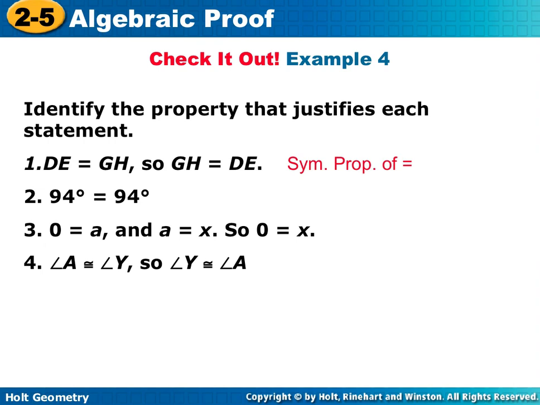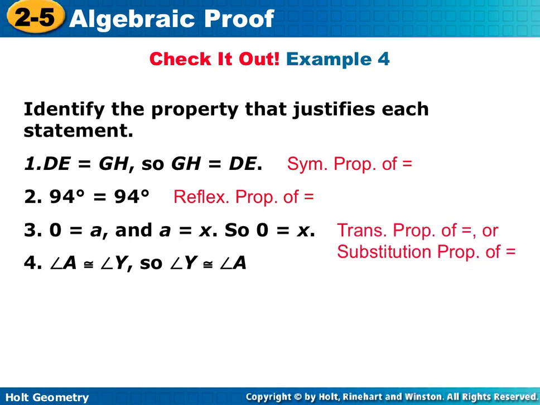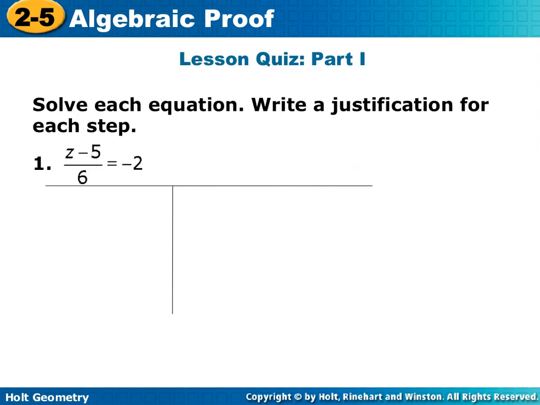Number 2. Reflexive property of equality. Number 3. Okay. That one could be substitution because you could think, oh, I'm going to take out the A and put X there in its place because they're equal. So that could be a substitution also. How about the last one? Congruence. Good. All right, so we've got properties kind of figured out.